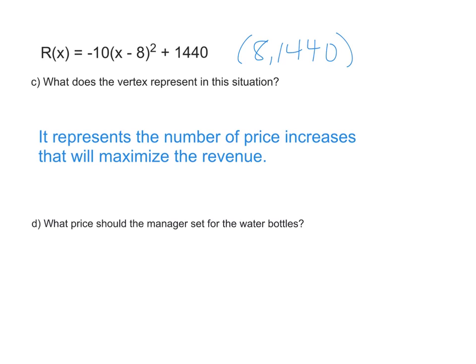Crazy, right? I don't think that's quite accurate. So it actually comes out to, what price should the manager set for the water bottles? Well, right now they are $8, plus $2 increases, and we want to do 8 of them, which is equal to $24. So not quite the number you used, but still a big number, right?